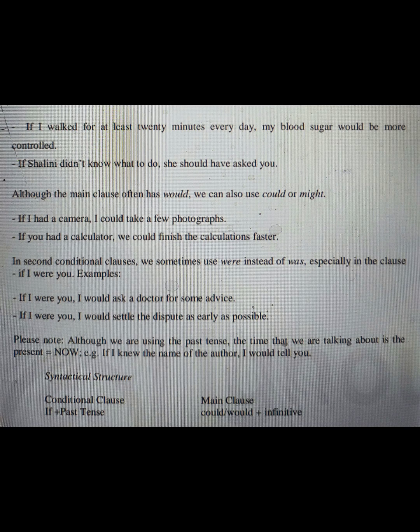If I were you, I would ask a doctor for some advice. If I were you, I would settle the dispute as early as possible. Please note, although we are using the past tense, the time that we are talking about is the present, equals now, e.g. If I knew the name of the author, I would tell you. Syntactical structure. Conditional clause: if plus past tense. Main clause: could, would plus infinitive.